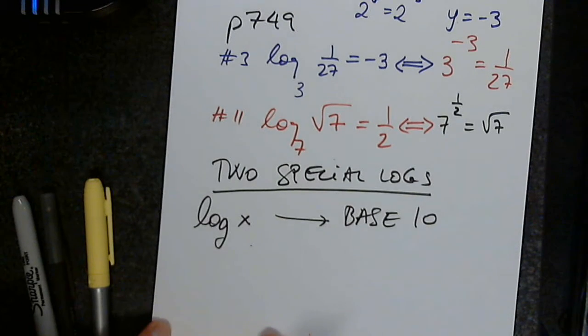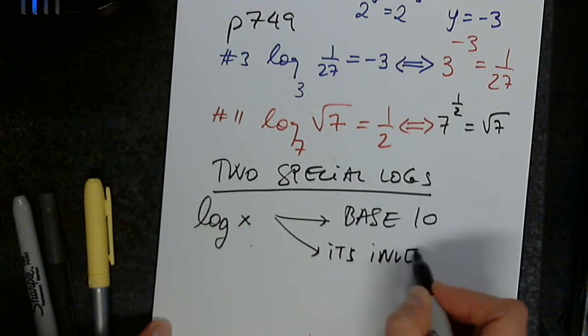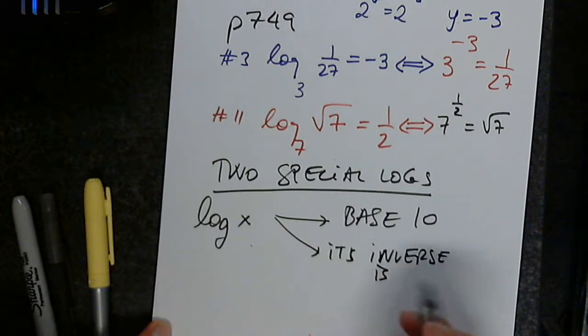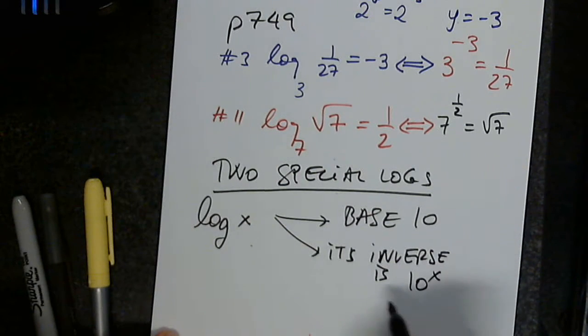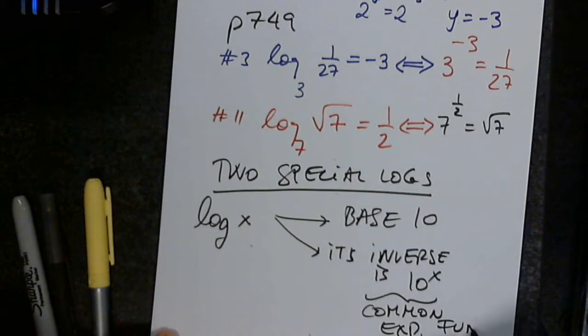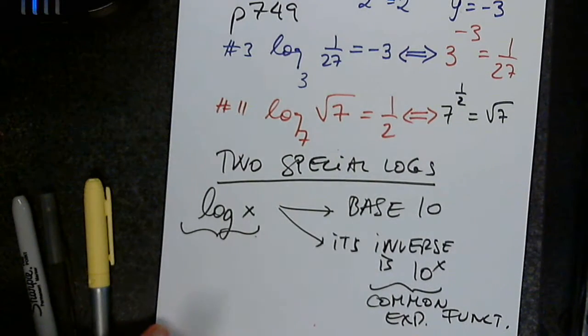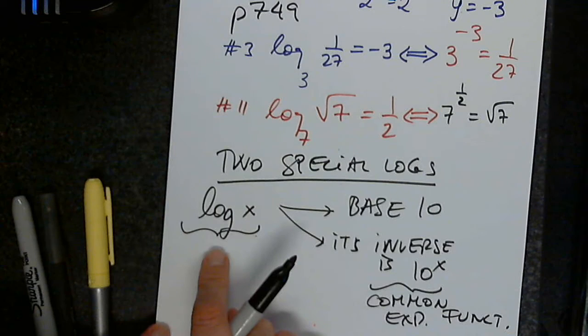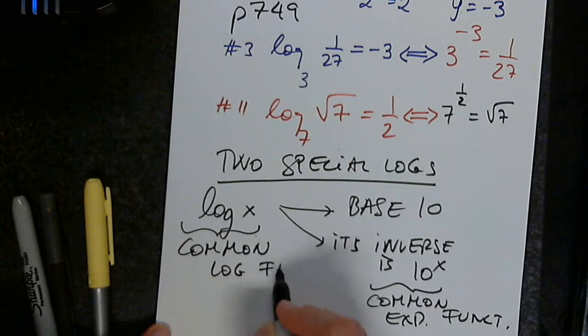What will be its inverse function? Its inverse is 10 to the x. Wonderful. The 10 to the x is called the common exponential function. How do you think this is called? Common log. Very good. Common log function.